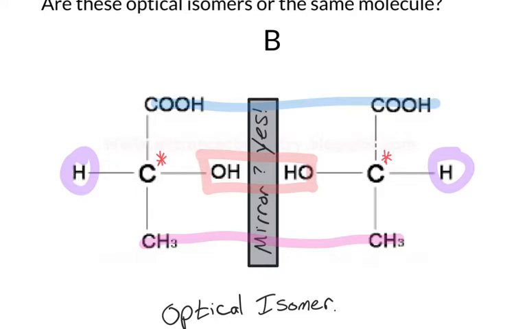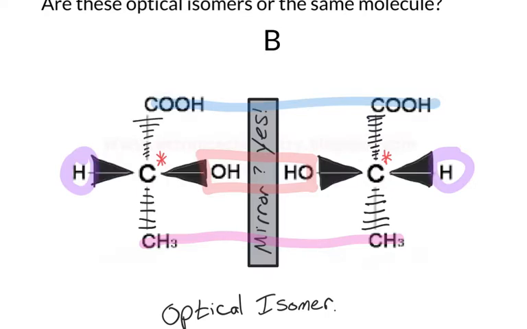Now this one's a little bit trickier because you can't see what's going forward and back, so let me draw those in for you. Everything going vertical is going away from you. Everything in the horizontal lane is coming towards you, so they should be bolded. And in this case, we have nothing that's in the same plane as the carbon that is asymmetric.